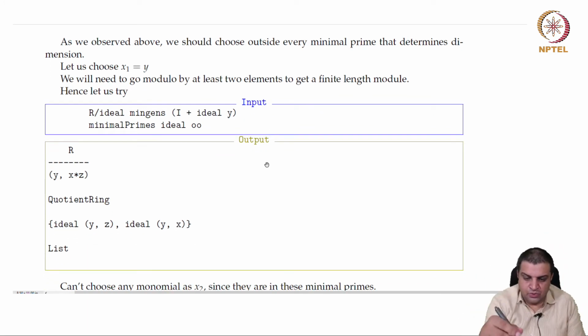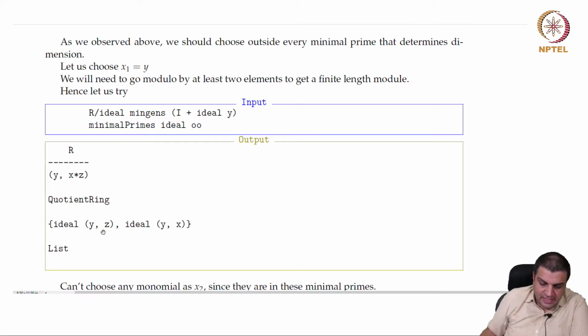So we can pick x2. We can pick x1 too, but we have to avoid x. So we could pick something in the other prime, for example y. And if you add that, we will get (y, xz). Then we ask for its minimal primes. This is considered as a quotient ring of R, and if you ask for the ideal of a quotient ring, it gives the ideal it was quotiented by, which is just this ideal (y, xz).